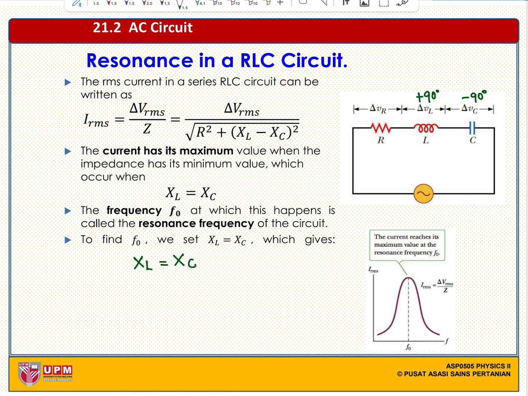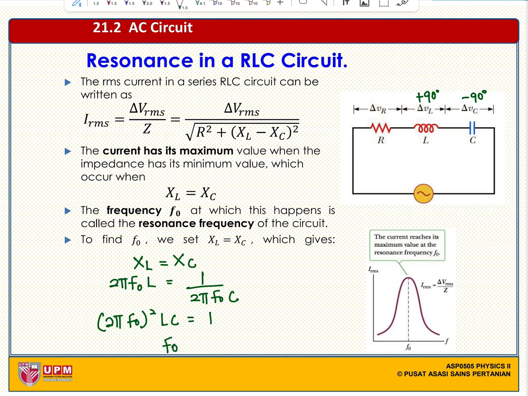You have XL equal to XC. Then your XL is 2 pi F. Now this is F0, because we want to find F0. F0 L is equal to 1 over 2 pi F0 C. Right? So we want F0, we multiply it, and we will get 2 pi F0 square LC equal to 1.